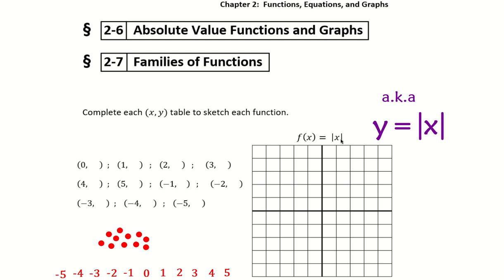f of x equals absolute value of x. It's an absolute value function. It's got absolute value in it, right? And remember that f of x is interchangeable with a y variable. So this equation that represents a function can absolutely be written as y equals the absolute value of x. And this one probably looks more normal to you, even at this stage. So f of x equals absolute value of x, also known as y equals the absolute value of x. So it's a two-variable equation, and it represents a function.